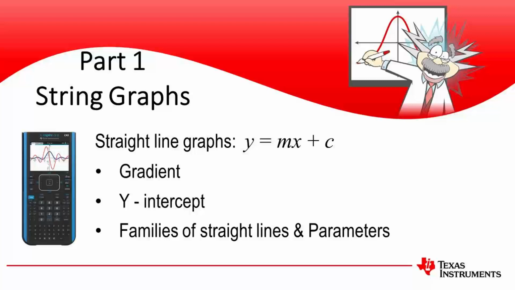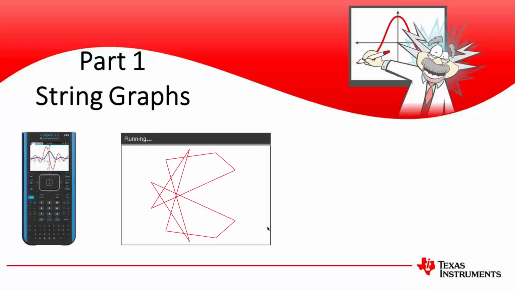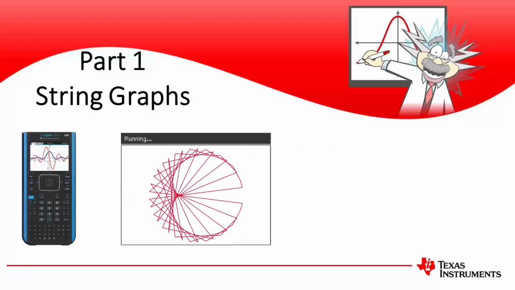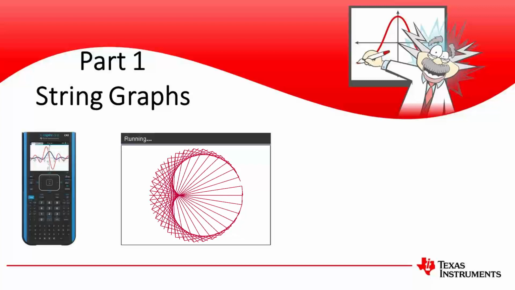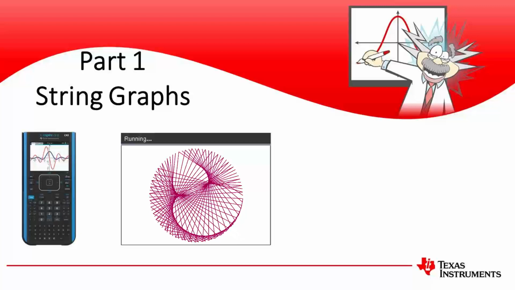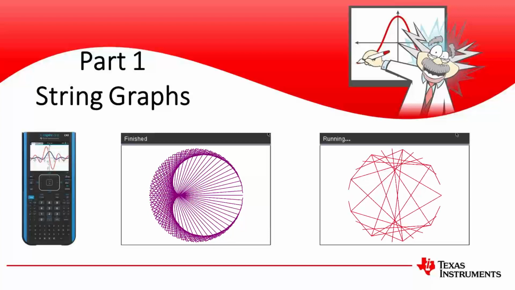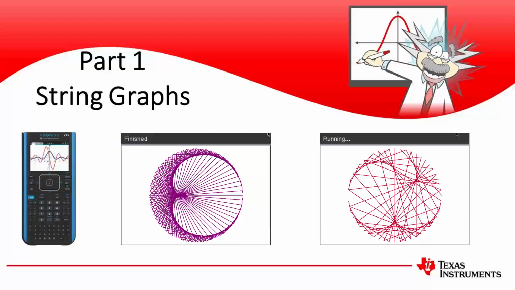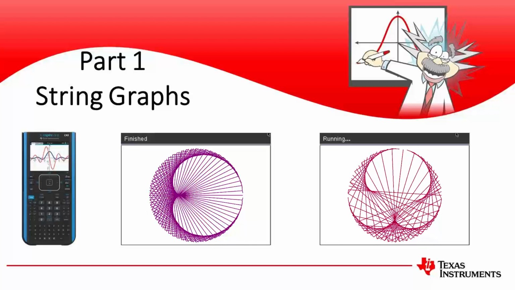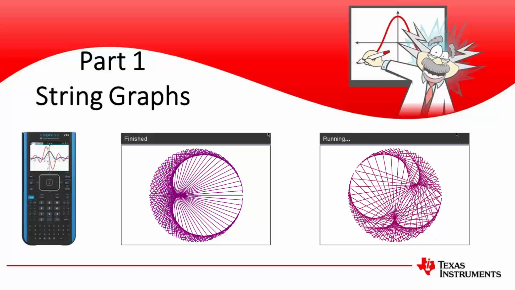Welcome to the first session of our four-part series titled String Graphs. This series explores how the humble straight line can produce aesthetically pleasing images. This family of straight lines is being formed by connecting multiples of 2 around a circle. This family of straight lines is formed by connecting multiples of 3. What do you think the multiples of 4 might look like?